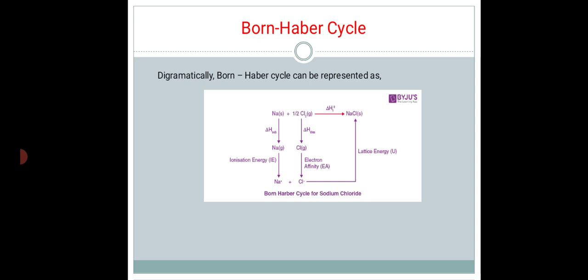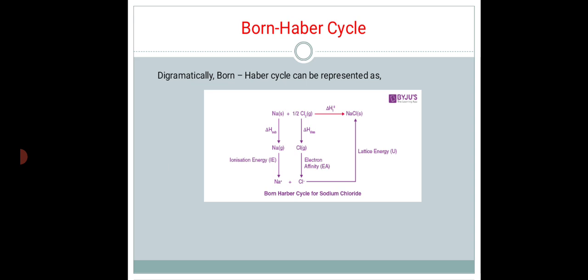Then the second step is electron affinity. The amount of energy change per mole when a gaseous isolated atom gains or accepts an electron to form its gaseous ion is known as electron affinity, and it is represented by E. It may be positive or negative.